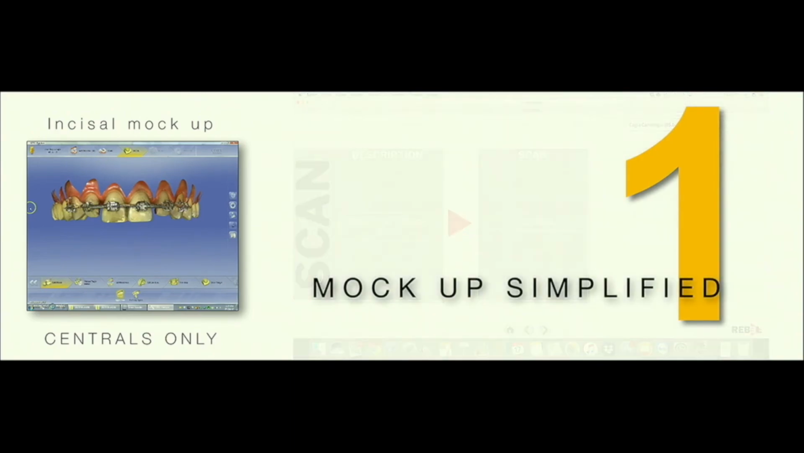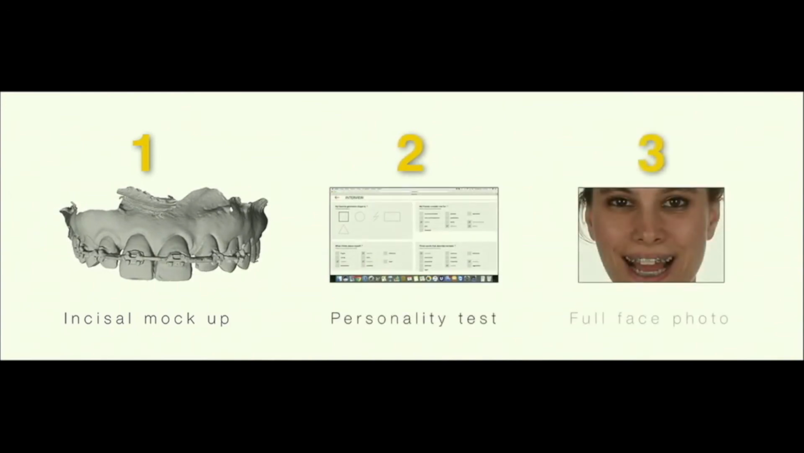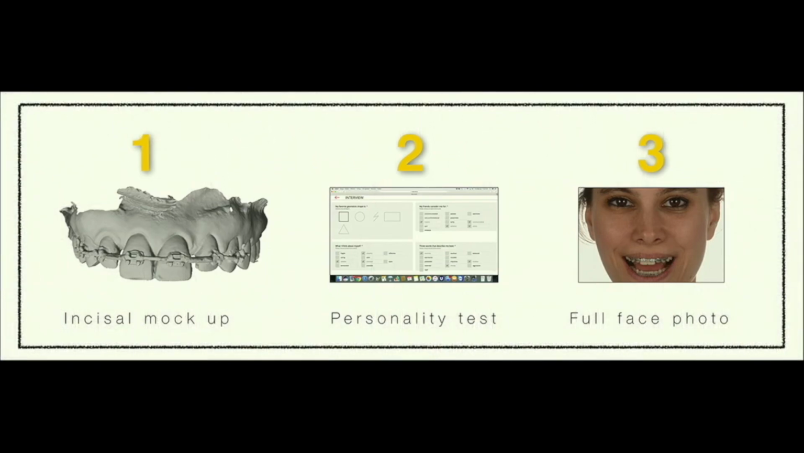Again, all you have to do is decide on the length of your centrals. Then you will scan it with whatever scanner you have, and this is the scanner, and then we will have the interview, and we will have the full face picture. And that will be the simplistic package you'll be sending to Rebel digitally.